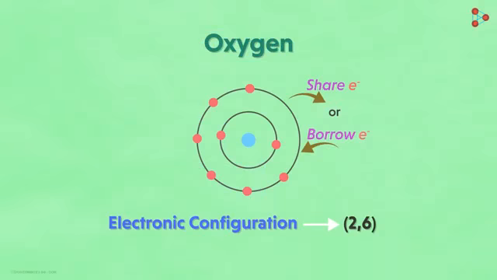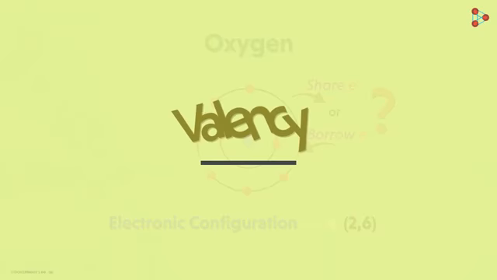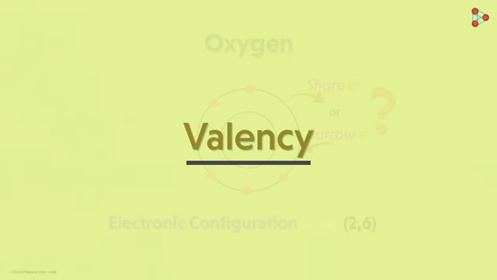Now you tell me, how will the atoms decide how many electrons are to be given or accepted? How will they understand that electrons need to be shared with the other partner? Who decides all this? Well, the answer to all these questions is the concept of valency. Let's understand this important concept in detail in the upcoming video.